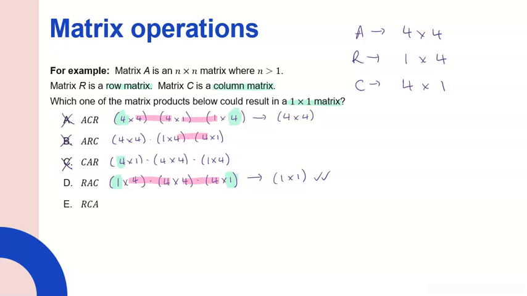Let's just double check to make sure we haven't made an error or ended up with 2 correct answers. R is a 1 by 4. C is a 4 by 1. And A is a 4 by 4. So here, matching, but no. So we can't define that, which leaves us with D as our only answer there, giving us a 1 by 1 matrix.